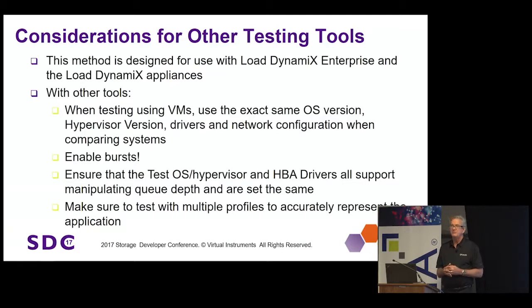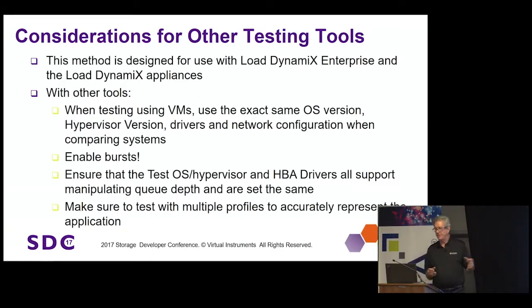Enable bursts. It's not always an easy thing to do, but it's important to do. I think I've got it on the next slide, but I'll say it here anyway. Make sure that the OS supports bursts and is turned on. Make sure the hypervisor supports them and they're turned on. And make sure that the HBAs support them and they're turned on. Otherwise, everything gets lost and it ends up being a steady state workload. So it's really important to have those components in the same way.